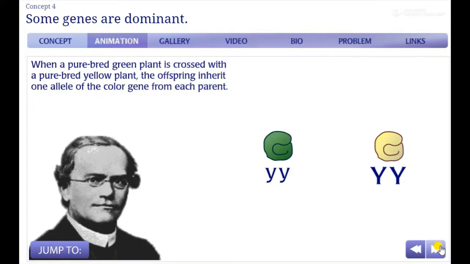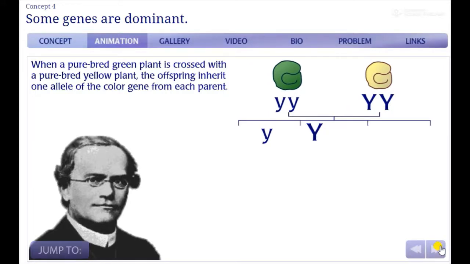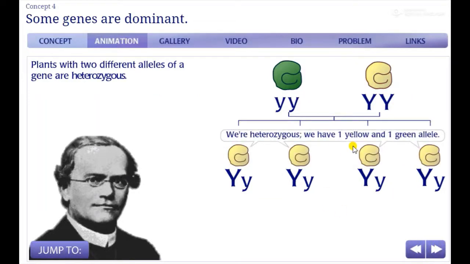When a purebred green plant is crossed with a purebred yellow plant, the offspring will inherit one allele of the color gene from each parent. So this is what will happen: you have different alleles, and the offspring will get both alleles, and thus the F1 generation is heterozygous. Here this is homozygous and this is homozygous, but in the F1 generation they are heterozygous in nature, because they get one allele each from either of the parents.